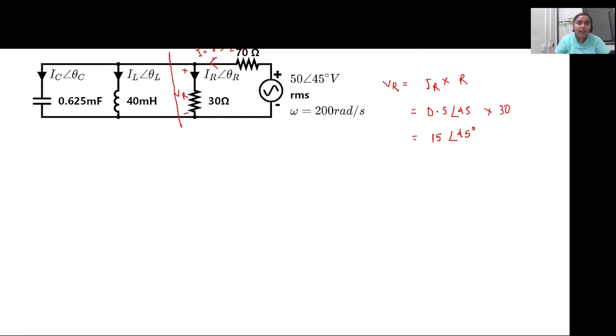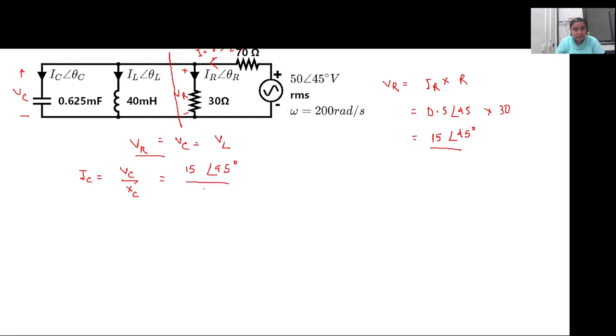Now since they are all connected in parallel, VR is equal to VC is equal to VL. All of these will be equal. They are parallelly connected. So if you are to calculate, suppose, IC, it will be the voltage across this capacitor by the total branch reactance. So it will be VC by XC. Now VC and VR are equal. So we have calculated VR to be 15 angle 45 degree.